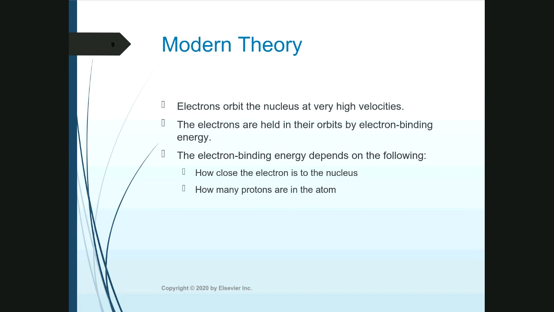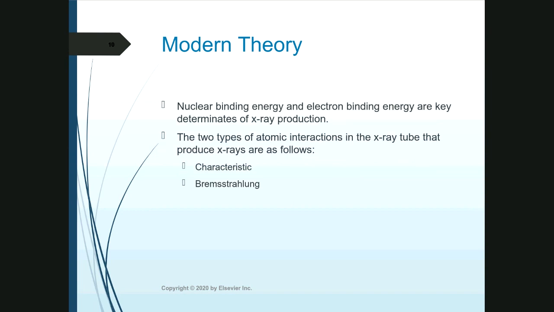So the closer it is, the stronger it is. The farther away, the weaker it would be. All right, so nuclear binding energy and electron binding energy are key determinants of X-ray production, meaning the nuclear binding energy determines one interaction that takes place in the tube, and the electron binding energy plays a part in another interaction that produces X-ray photons in the tube.